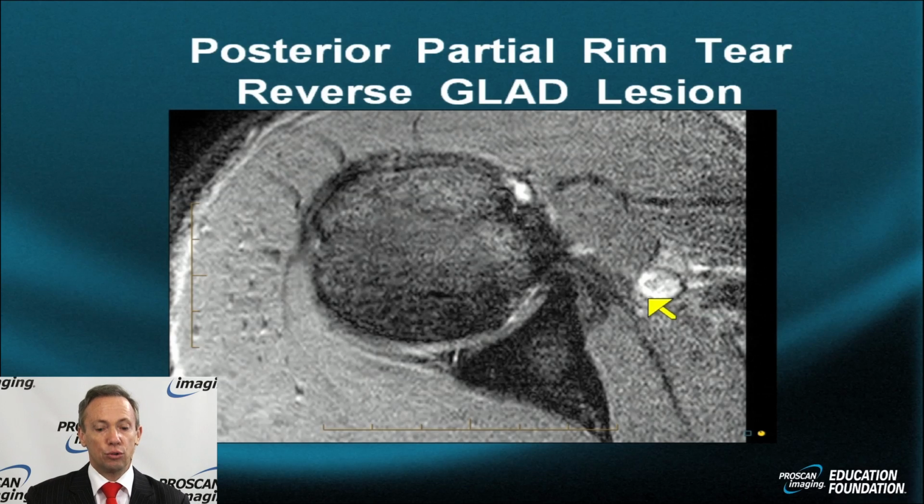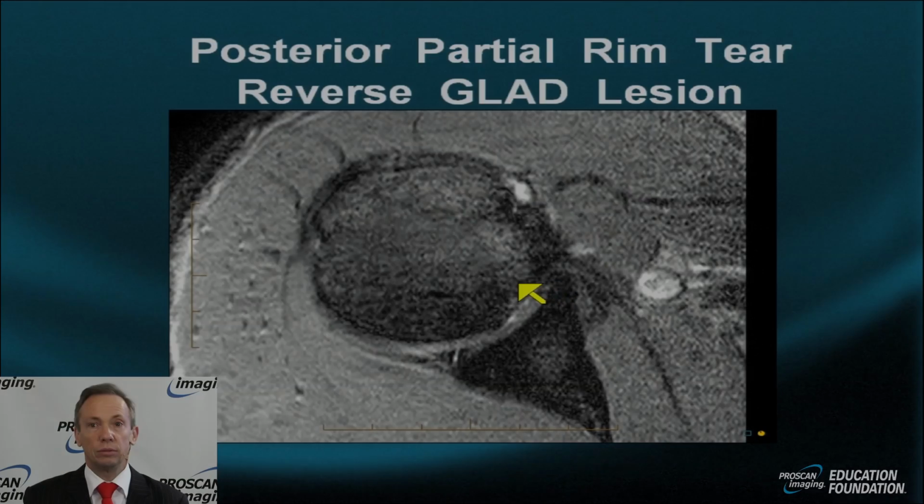Another unique and interesting posterior lesion is the reverse glenolabral articular disruption or reverse GLAD lesion, a so-called partial rim tear that involves the deep portion of the labrum but in no way is associated with labral displacement, rotation, or injury to the adjacent capsular tissue. A thin slit or flap-like lesion, not extending all the way through, is characteristic of this reverse GLAD lesion.